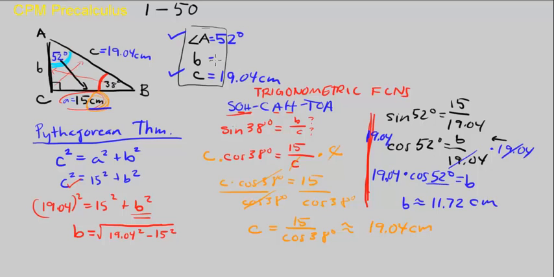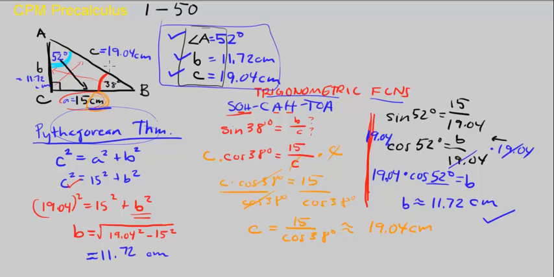So now I can go back up here and put 11.72 centimeters. If I were to calculate the Pythagorean way, this is approximately 11.72 centimeters as well. So we can do this calculation using trigonometric functions or even the Pythagorean Theorem, and then we solve the triangle. Okay, so this ends CPM Precalculus Chapter 1, number 50.